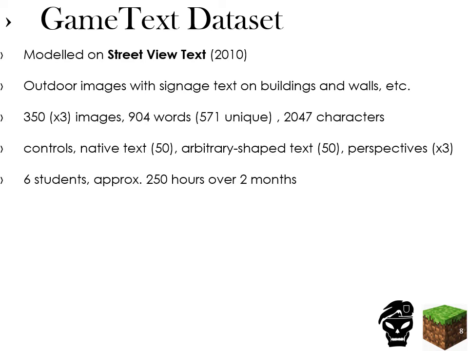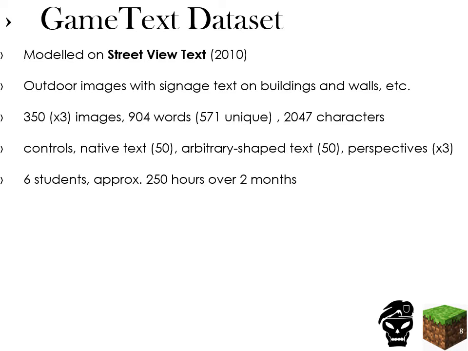Now, for our experiments, we had to come up with an all-new data set because there's no such data set of text generated in games. We modeled our data set on the Street View text data set, which is a classic data set in the vision community. Our data set is actually, we've released it, it's released to the public. We've shared a GitHub link in the paper. The original Street View text had Street View images with signs on billboards and signages, and everything was labeled. So it had 350 images, 904 words, about 2047 characters.